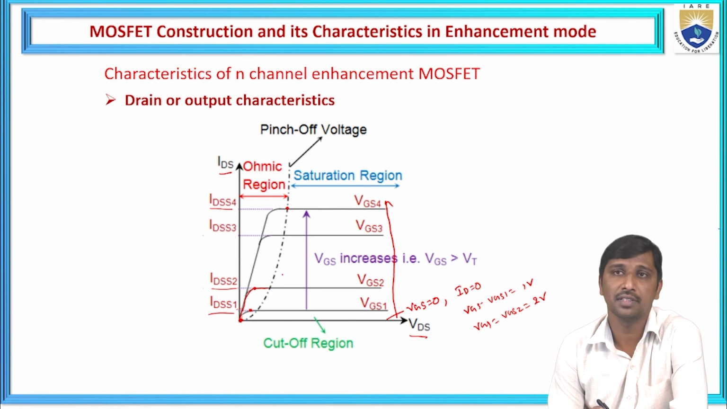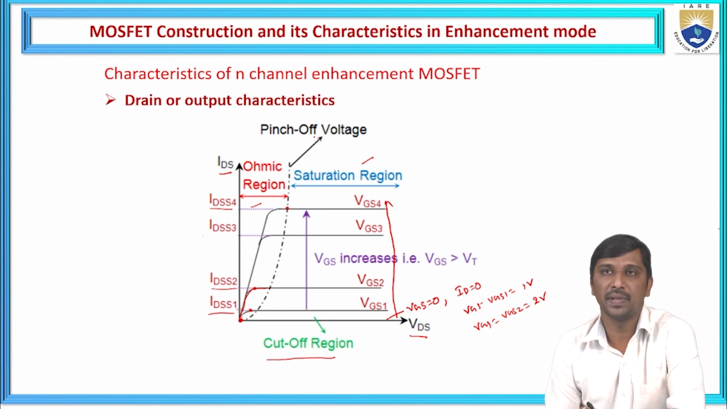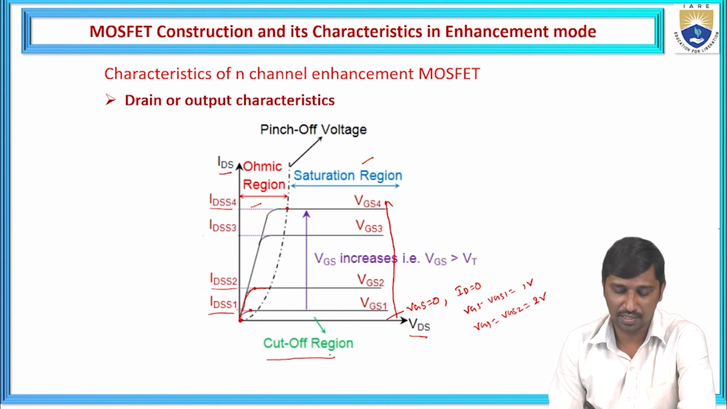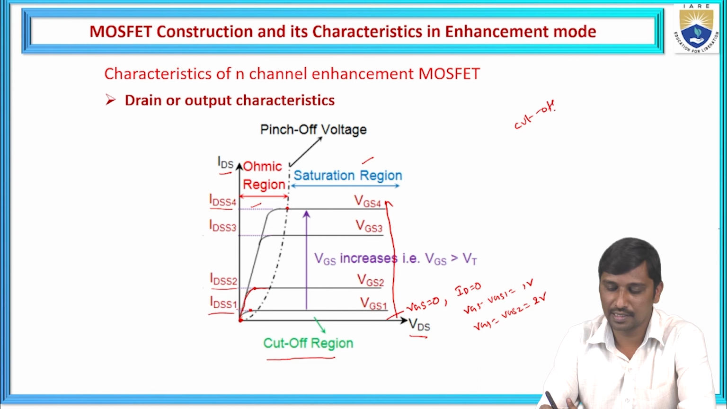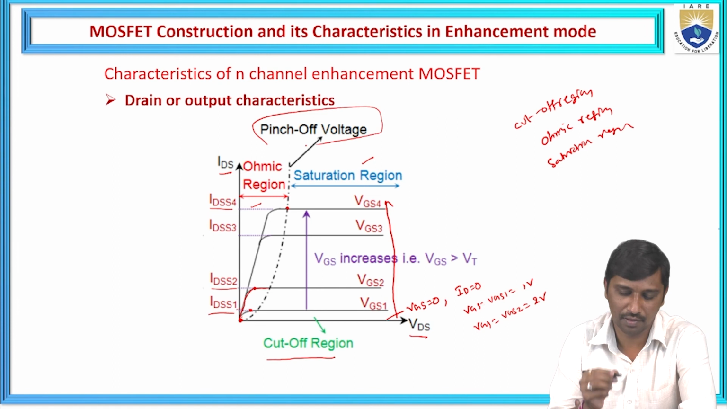From these characteristics, we have some parameters. Those parameters are called the cutoff region, another one is the ohmic region, another one is the saturation region, and the last one is the pinch off region or pinch off voltage. So the regions are: one is the cutoff region, another is the ohmic region, another is the saturation region, and then the last one is the pinch off voltage.